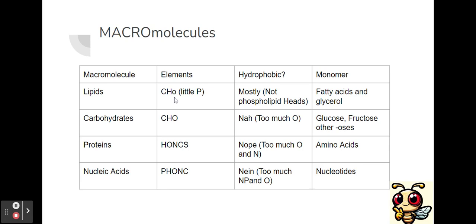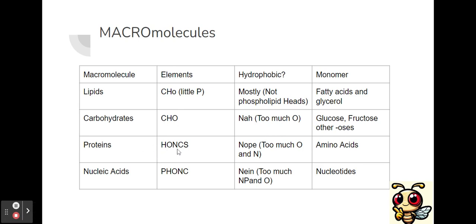It just has C, H, and O. If it's a phospholipid, then it's going to have phosphorus as well. It's mostly hydrophobic. Again, all the carbons and hydrogens make it much easier to get across that lipid membrane. The monomer is going to be fatty acids and glycerol. Carbohydrates, notice I have a capital O here and just a lowercase o here because carbohydrates have a lot more oxygen. That's where the O comes from in carbohydrates. They are not hydrophobic. They have too much oxygen. And glucose and fructose, other oses, are going to make up your carbohydrate chains.